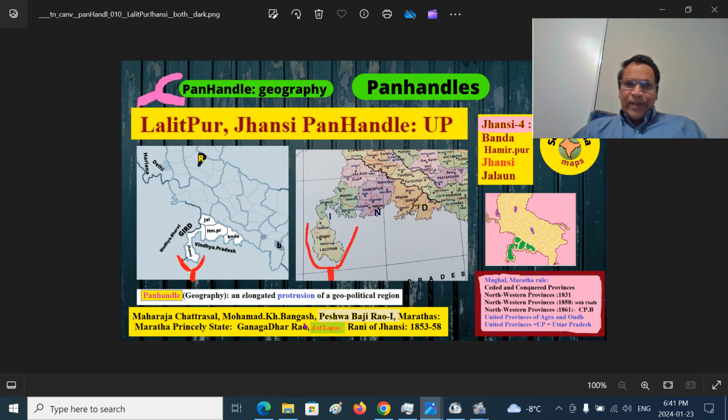So the important part of this, how this panhandle form was: it was ruled by Chhatrasal Bundela, a prominent Rajput dynasty. He was at war with the Rohilla ruler Muhammad Khan Bangash, and Peshwa Bajirao helped him. And a lot of this region, Chhatrasal Bundela gave to Bajirao because he married Chhatrasal's daughter Mastani. And the Marathas controlled it, and they gave it to their subordinates.